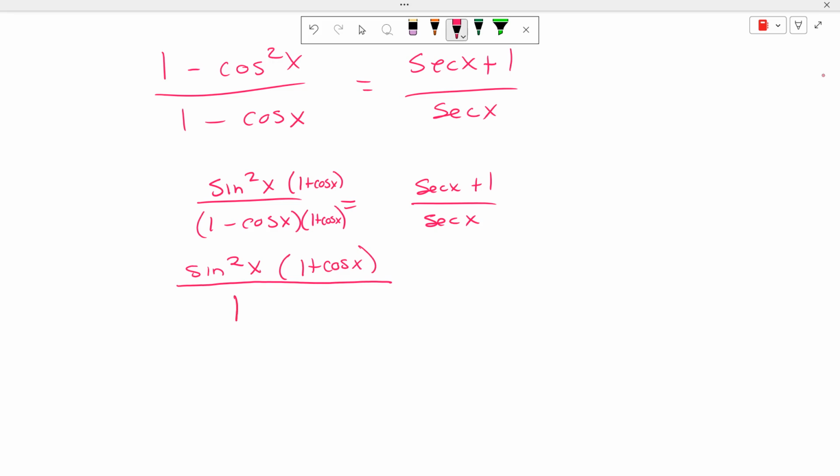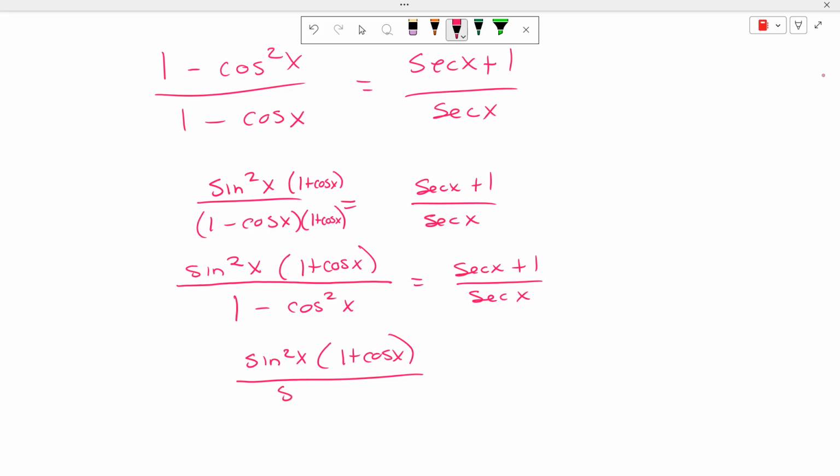1 times 1 is 1. Outers and inners cancel because they're conjugates. Minus cosine squared of x. What's 1 minus cosine squared? We just had that. Sine squared of x. So I have sine squared of x times 1 plus cosine of x over sine squared of x.